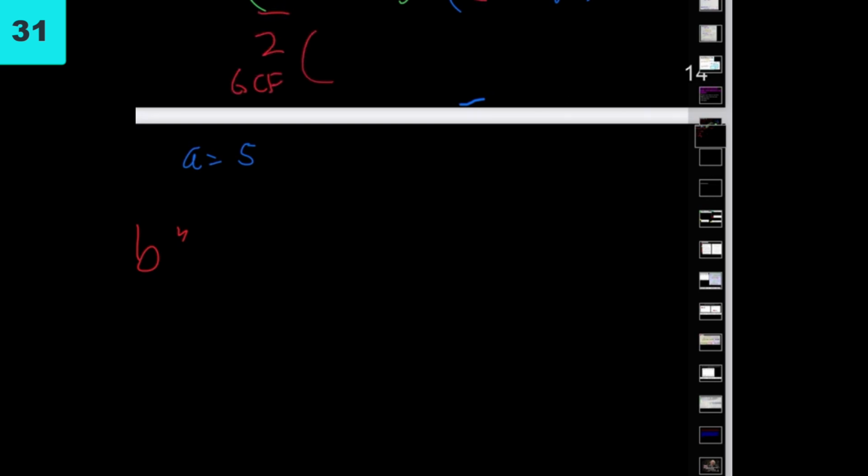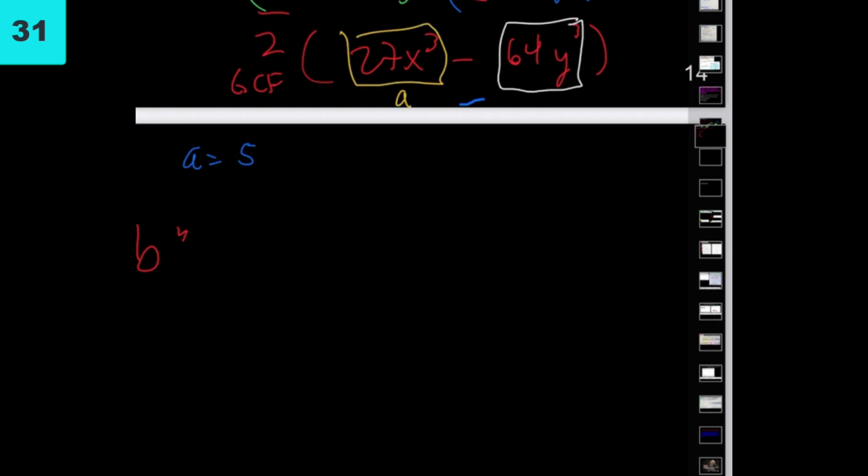And then we still have 27 x cubed minus 64 y to the third power. Okay, so why did I do that? My a value is going to be here, and my b value is going to be from here. Did you notice how I didn't circle the minus sign there? It's not a negative.